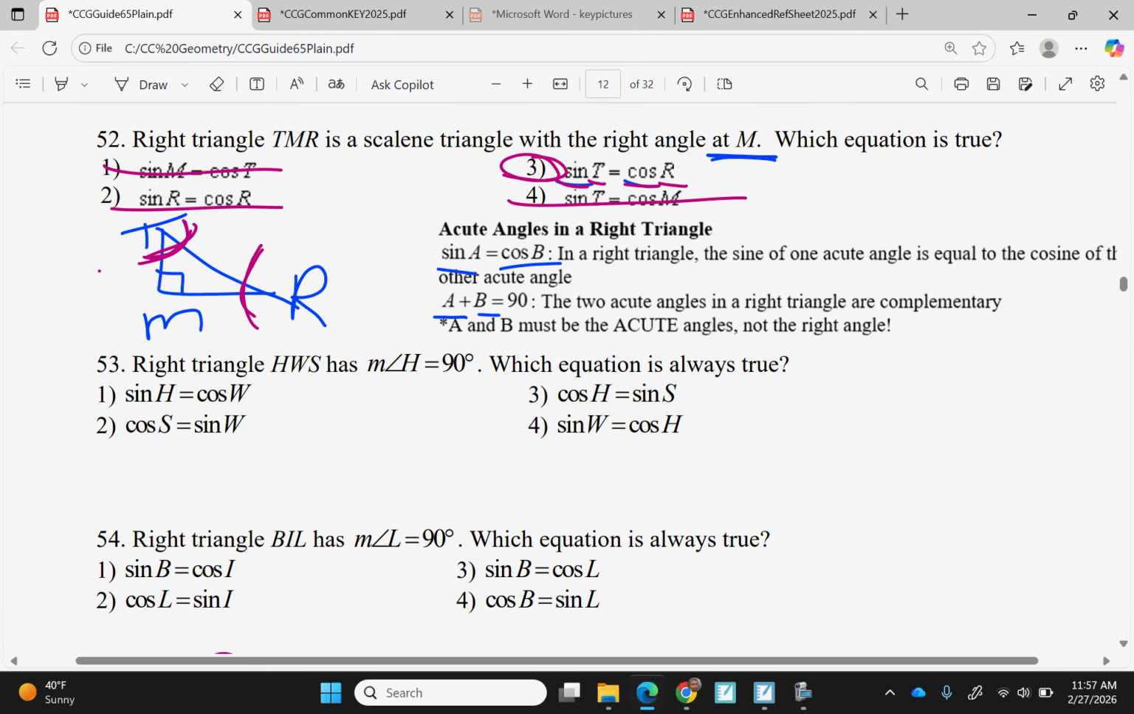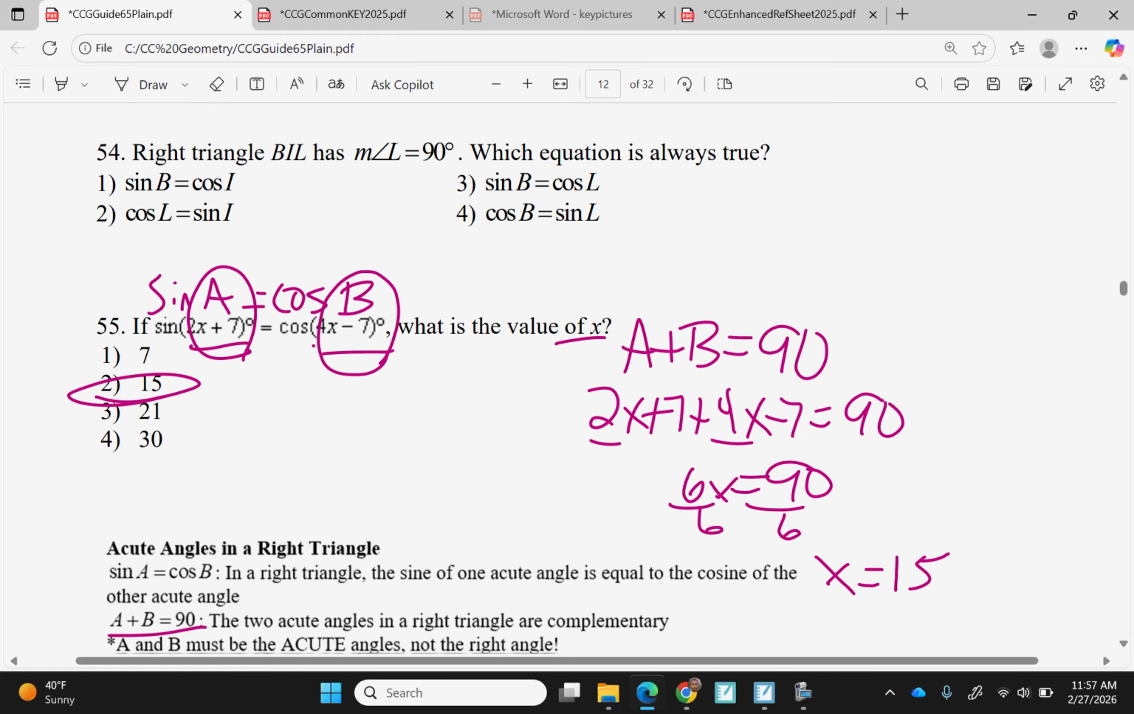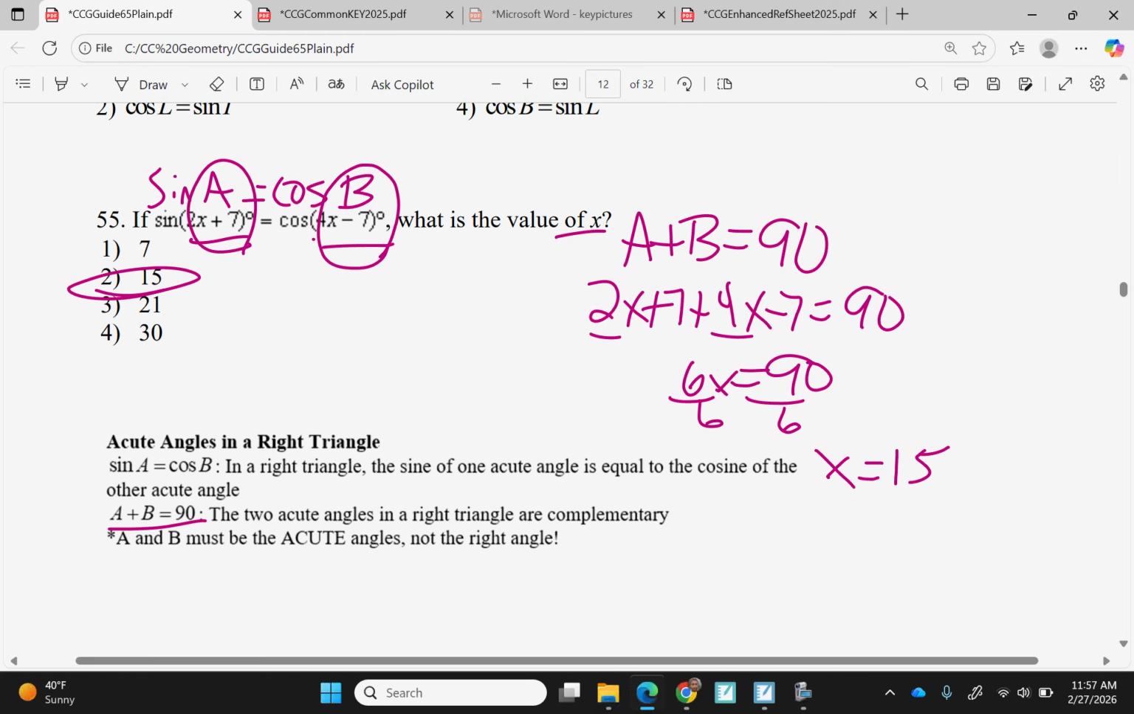Sine A equals cosine B, where A and B are the acute angles. A plus B equals 90. When it's sine of something equals cosine of something, those somethings add to 90.